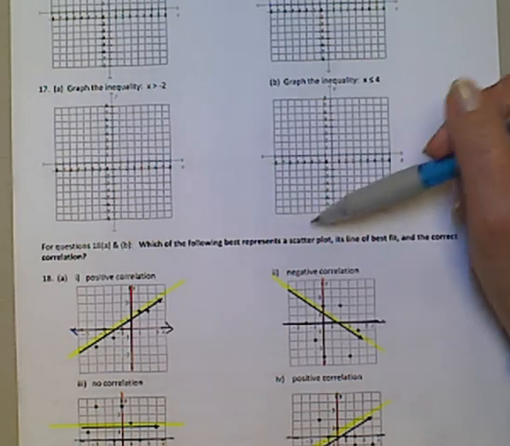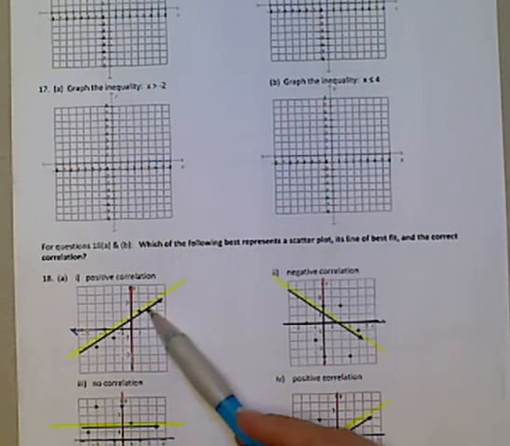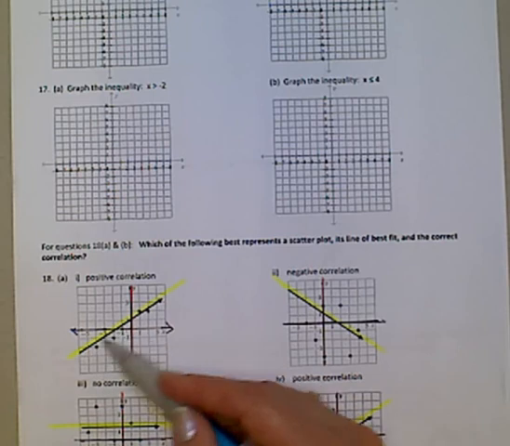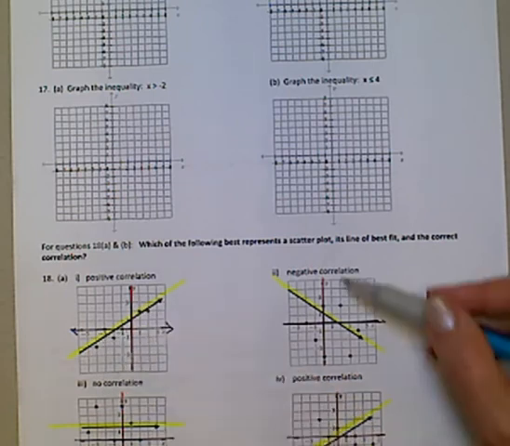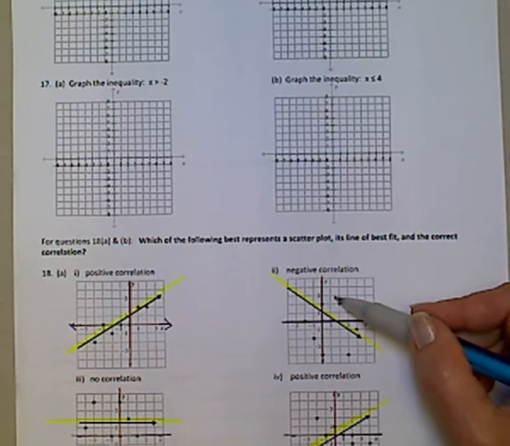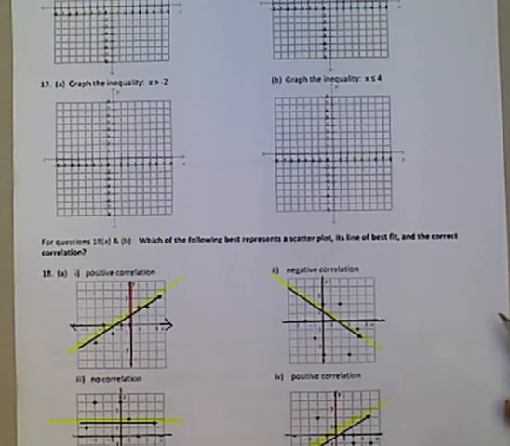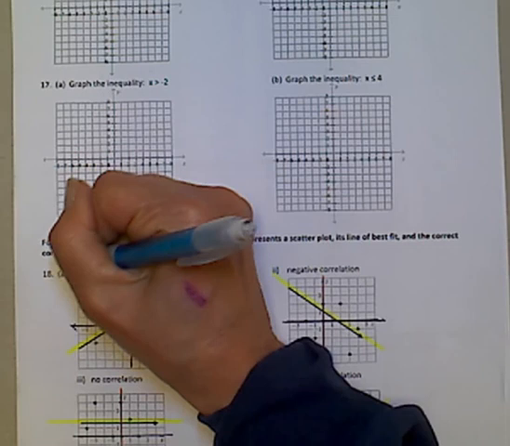Okay, so we have question 18A. Which of the following best represents a scatter plot, its line of best fit, and the correct correlation? As we can see here, we have our line of best fit, and the dots are our scatter plot. We want the points to be as closely clustered around the line of best fit as possible. So we can see from our choices that that would be A.